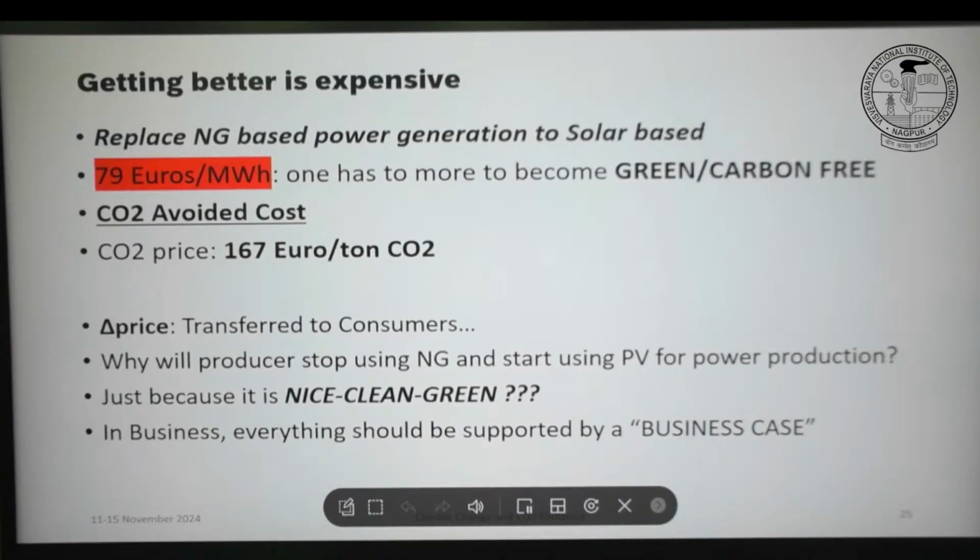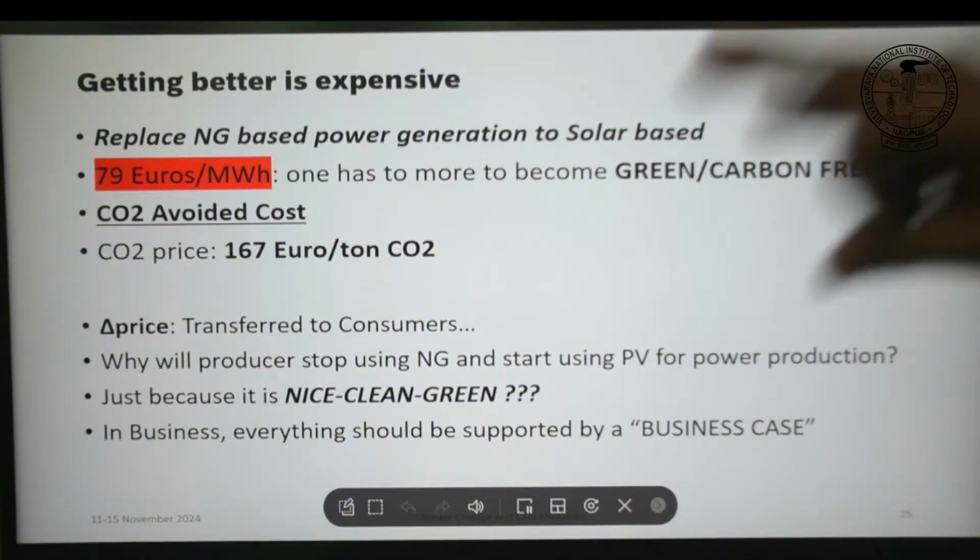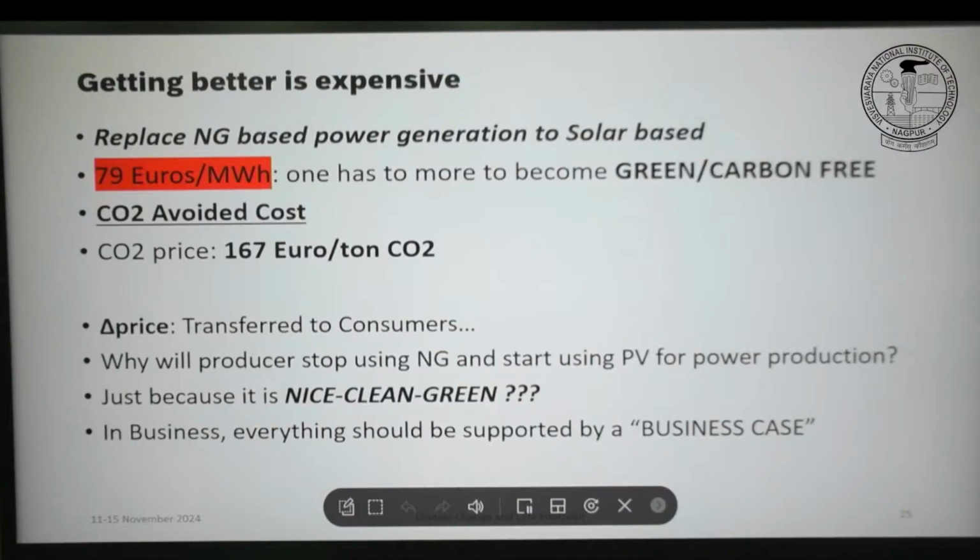So why will producers stop using natural gas? If nobody is paying, and I know if I increase the price, my sales are going down, I'll simply throw all the panels away and go back to natural gas and start producing at 94 euro per megawatt hour, so that I keep my customer base intact. Just because it's nice, clean, green, nobody will do that, because at the end of the day somebody has to pay this 79 euro. So as I said, in business everything should be supported by a business case. It must make economic sense.